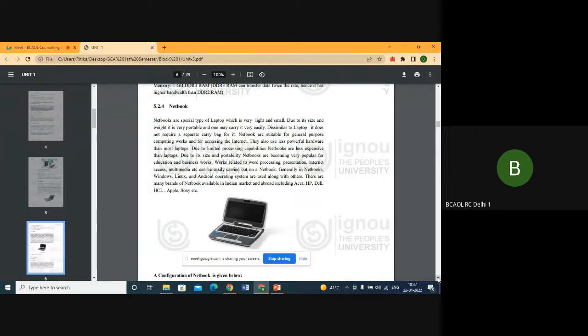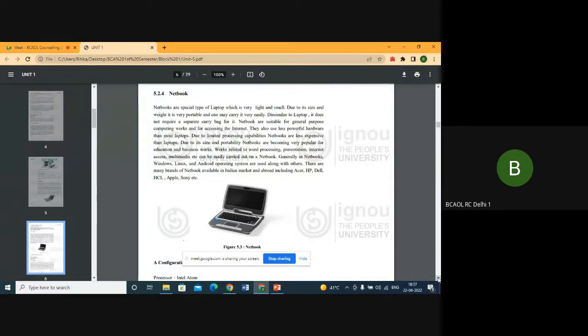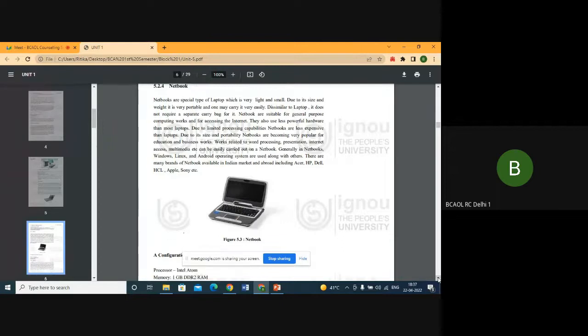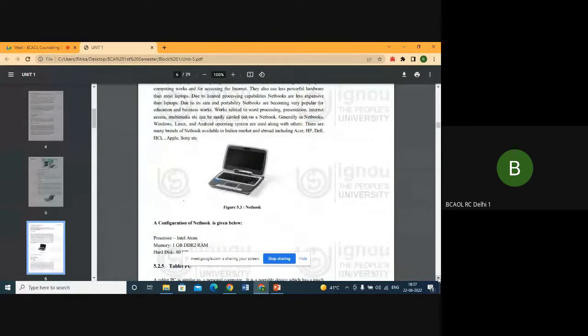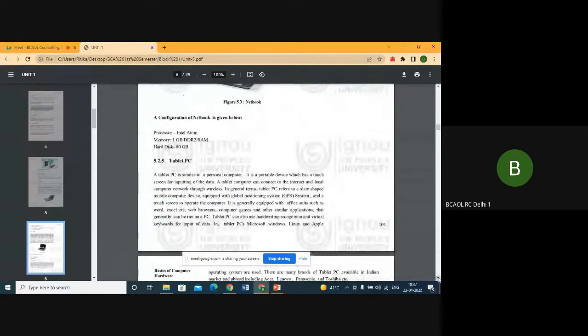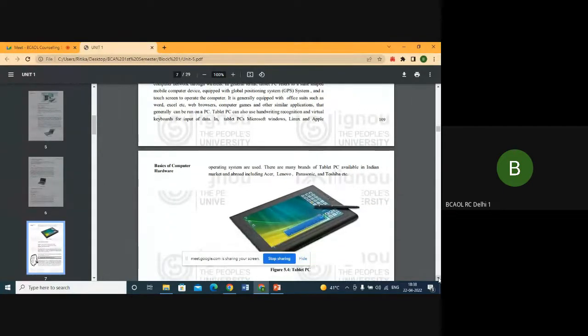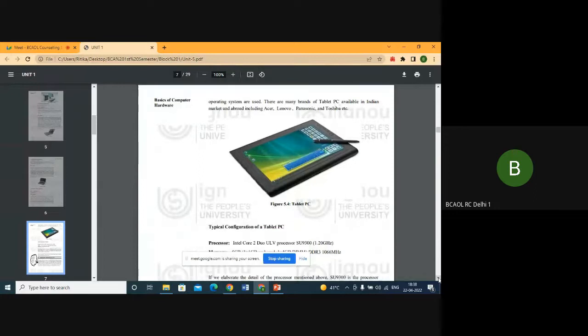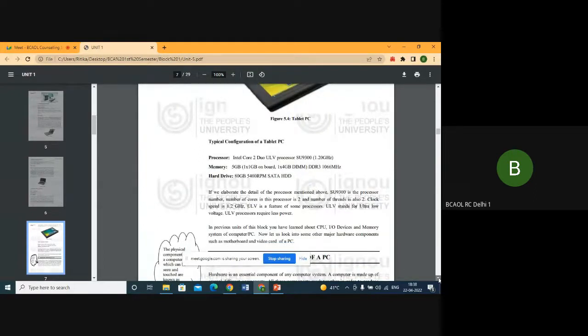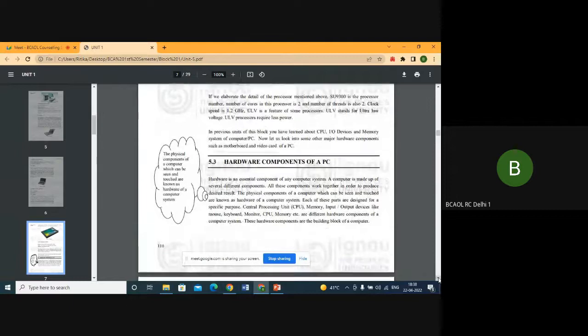These are notebooks or netbooks, you can say. They are a special type of laptop which is very light and small. Due to its size and weight, it is very portable and one may carry it very easily. Netbooks were given earlier to students in some universities and colleges. Right, so they have given you the configuration also, but then you have tablet PCs, right? Tablets have also come into the market nowadays, like an iPad. The old configurations are only given here.